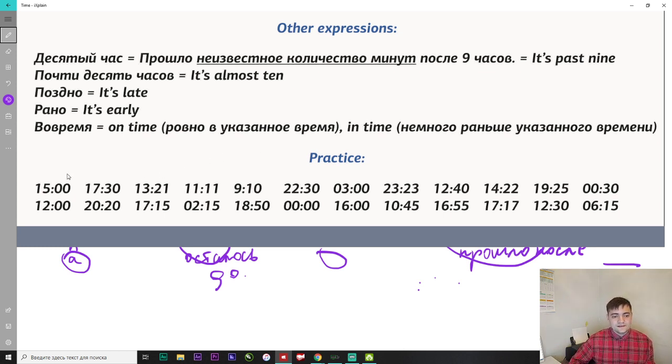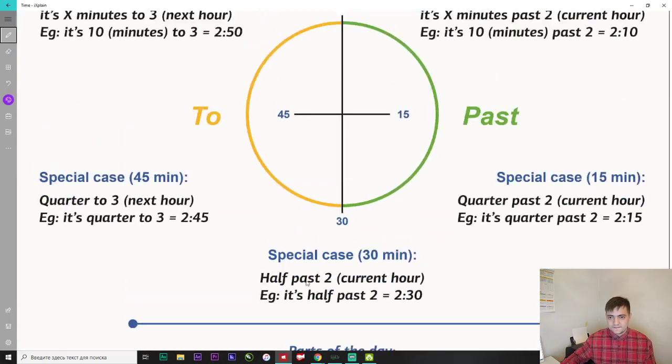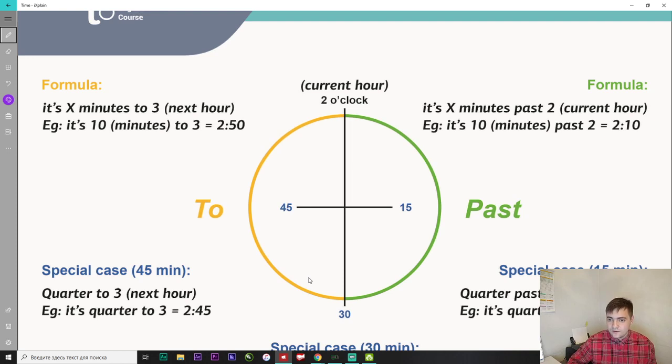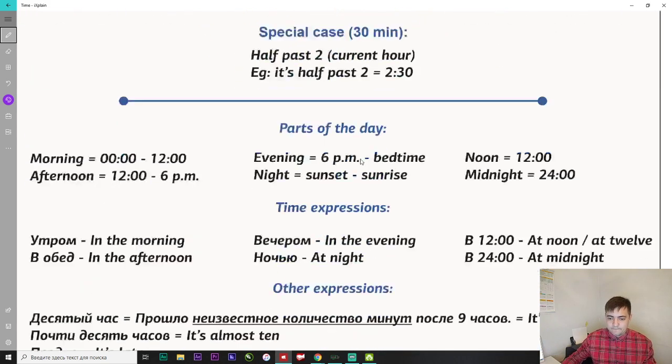How do I express this time? It's 3 o'clock. By the way, I'm sorry, I forgot to mention this. As you can see, right here on the top we have 2 o'clock. So when we have a round hour, like 2 o'clock with no minutes, we just say this number plus the word o'clock. Okay? That's how you say it. Alright, let's now move to our practice again.